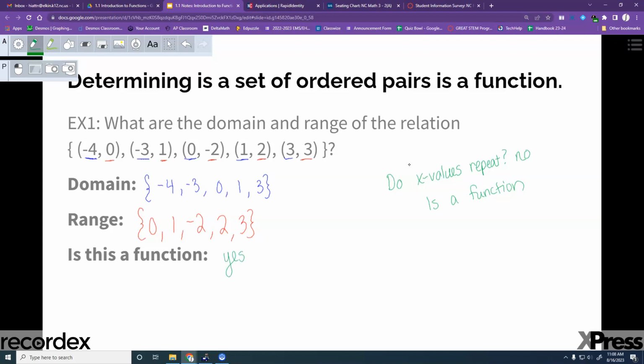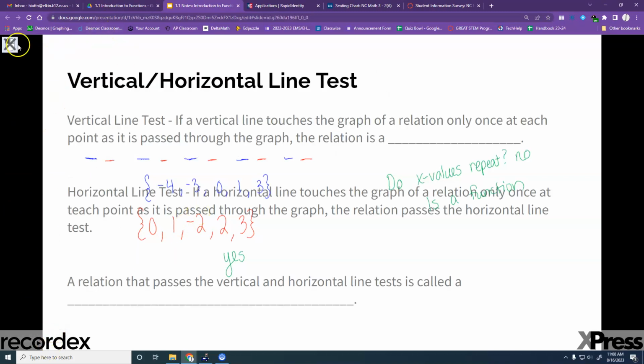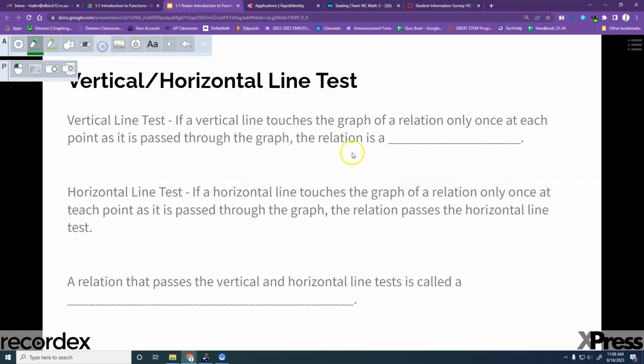So if the x values do not repeat, you're looking at a function. Now, sometimes the easiest way to look at this is to look at a graph instead of looking at the list of numbers. So we go to the next slide.